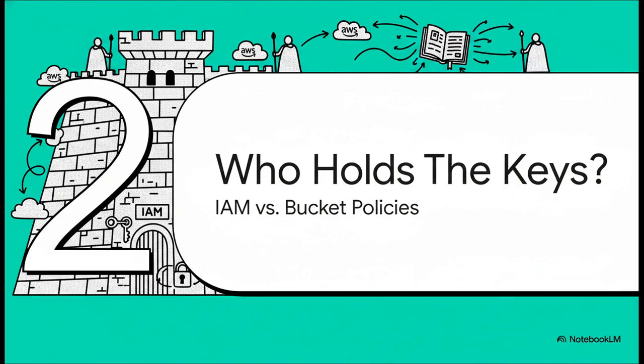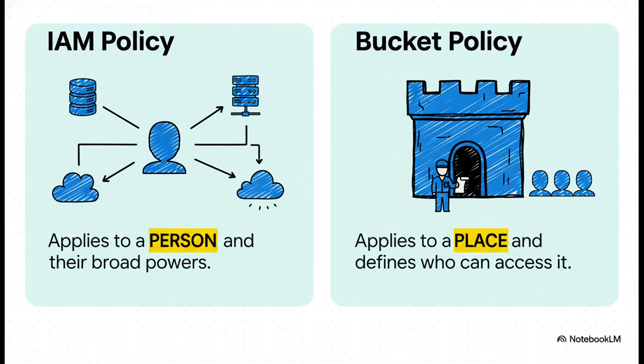It's solid. Now we need to post some guards at the gate to decide who gets the keys to come inside. In the world of S3, our guards, our gatekeepers, are policies. This right here is the simplest way to get your head around the 2 main policy types. Think of it like this. An IAM policy is attached to a person. It asks, what can this person do anywhere in AWS? But a bucket policy is attached to the place, the bucket itself, and it only asks who is allowed to come to this specific place.